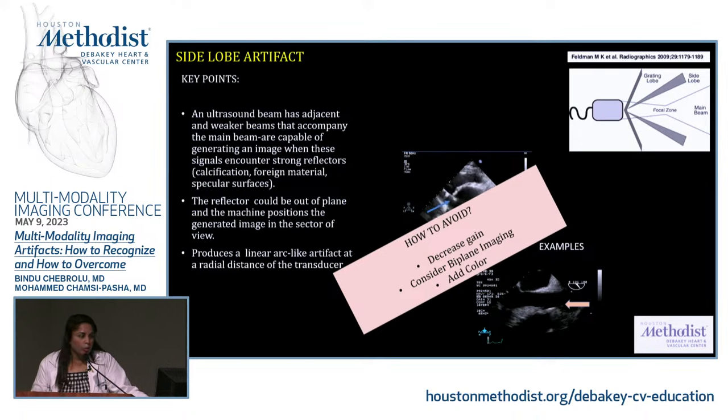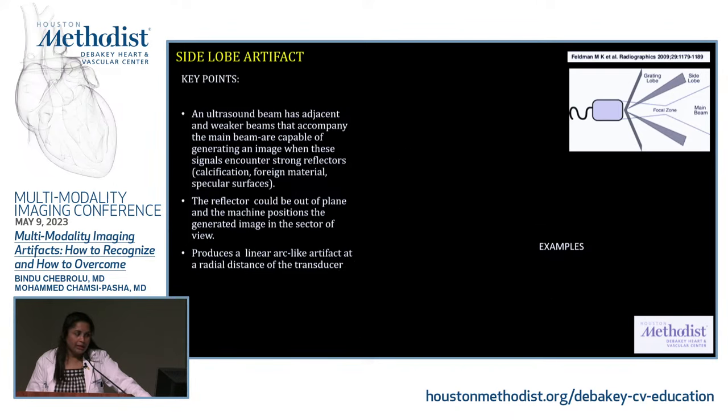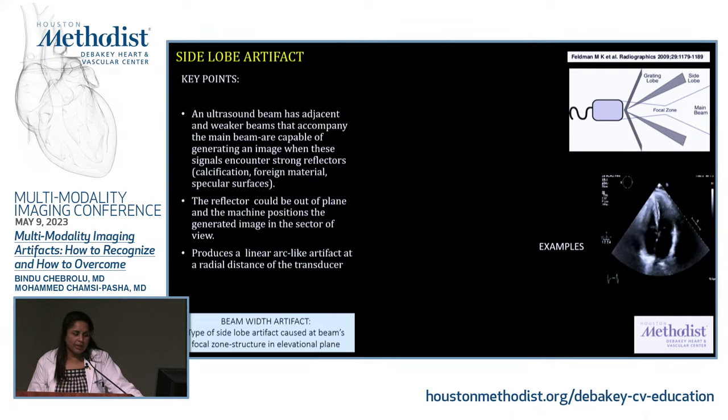Bottom line is how to avoid. Decrease your gain, add biplane, add color, make sure whatever you're seeing is consistent in all the views. I think all of our sonographers do a good job in that, especially when they see it's suspicious of a flap. And like I said, always, if you're in doubt, don't hesitate. Approach multimodality if we have to. But it's always to make sure that it's clinically explained as well.